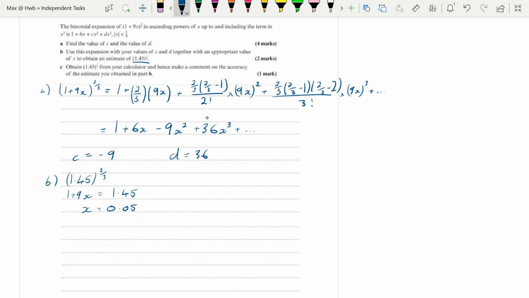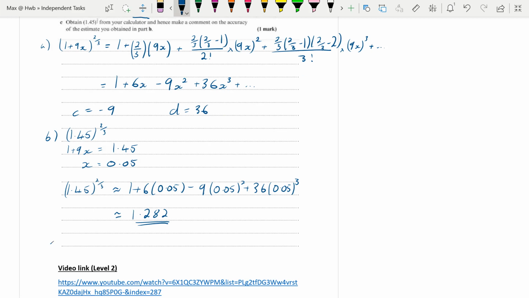So what that allows me to do is substitute that in. So I can say 1.45 to the power of 2 over 3 is approximately, because I'm not going to use all the expansion since I haven't done it all, 1 plus 6 times 0.05 minus 9 times 0.05 squared plus 36 times 0.05 cubed. And I'm going to type that all into my calculator. It comes out as 1.282 to 3 decimal places.